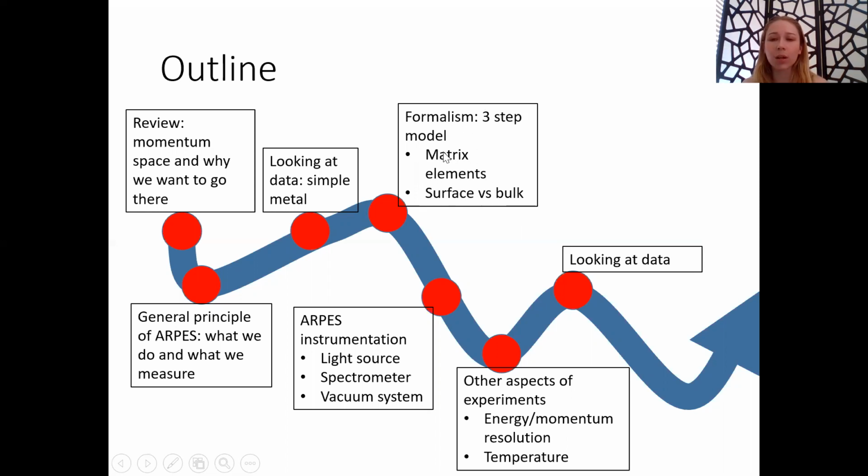This is the part that'll be most technical, but also the one that is the least needed to get started. Then I'll discuss a little bit about instrumentation, other aspects of the experiments, such as energy and momentum resolution and temperature. And finally, I'll show some examples of data. This is not intended to be an exhaustive list in any sense. It's just a couple of examples where I can highlight different attributes of what shows up in data.